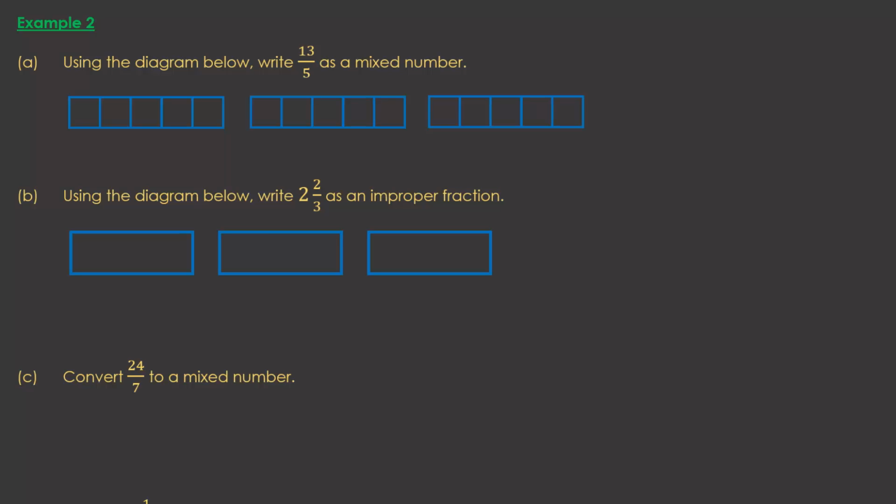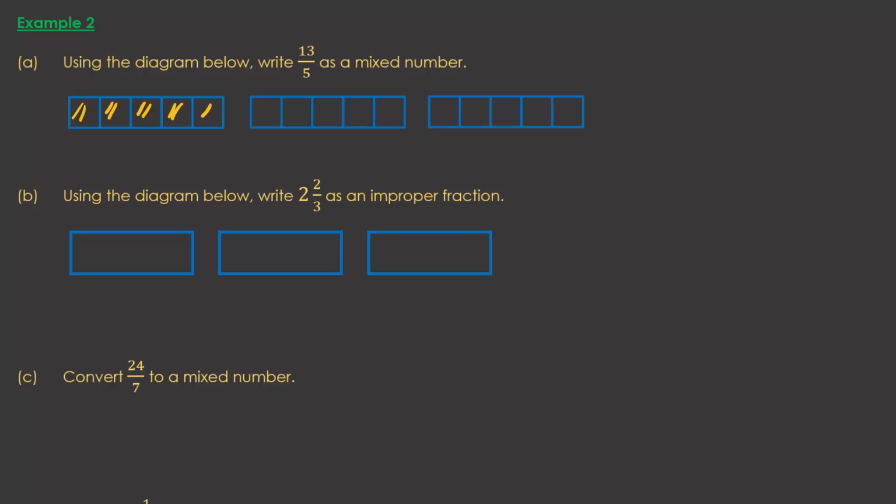Using the diagram below, write 13/5 as a mixed number. So we can see that each of these rectangles is a whole. It's been split into 5 parts, and that's because the denominator here is 5. And I need to shade 13 of those parts.